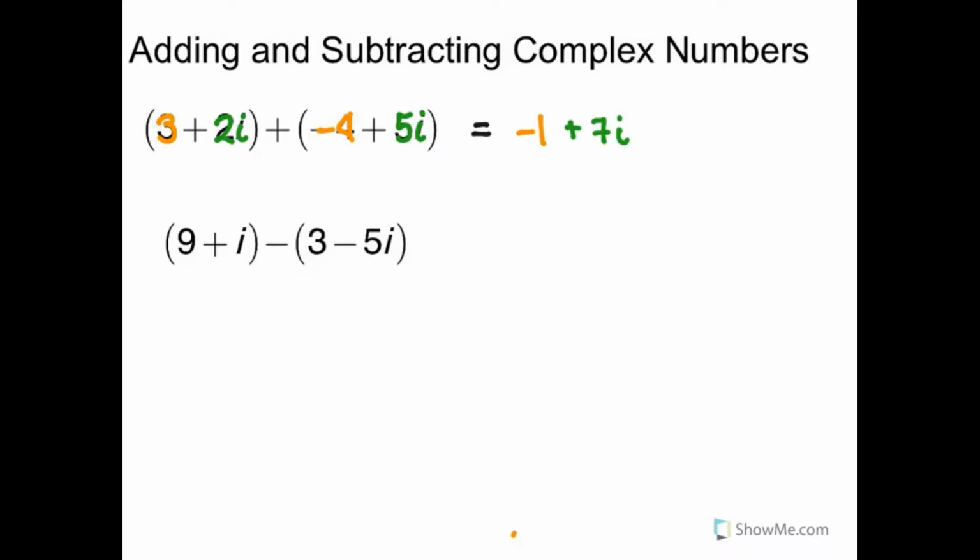For a subtraction, 9 plus i minus 3 minus 5i, I'd like to change it to an addition before I start. So I'm going to change the subtraction to addition and change the sign of both of the parts of the second number. Now I have a real part, 9, and a real part, negative 3. That gives me 6. And I have an imaginary part, i, and another imaginary part, 5i, which gives me 6i.